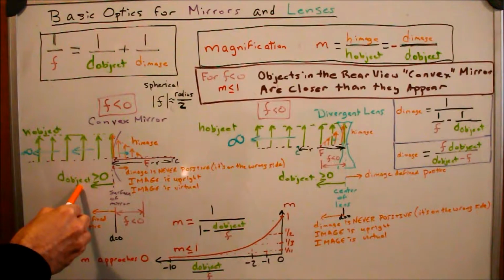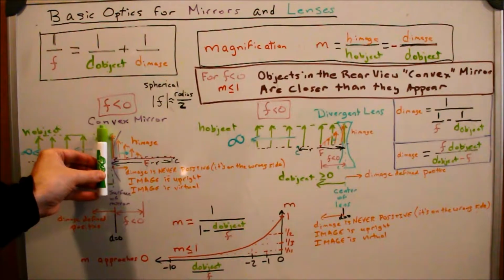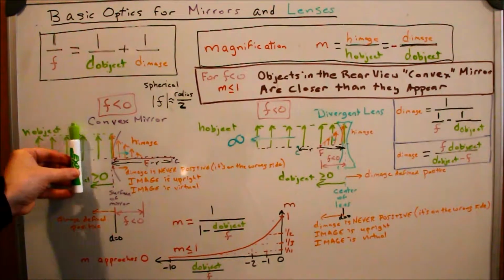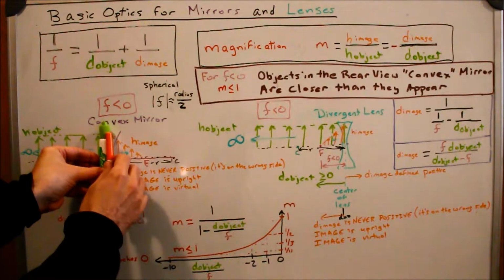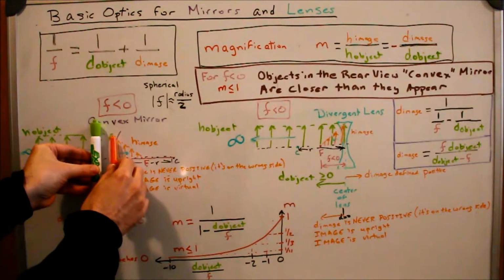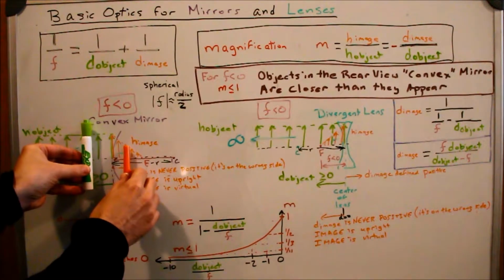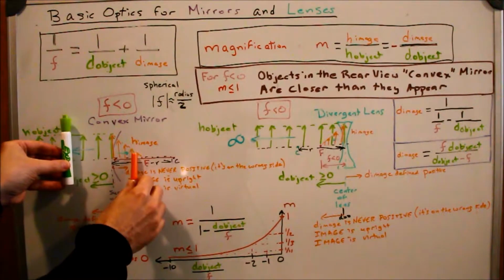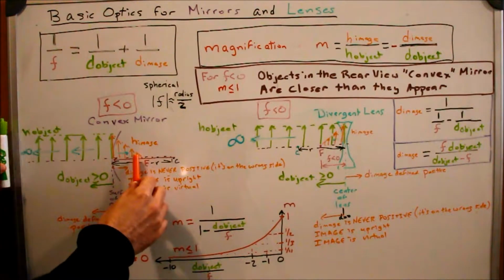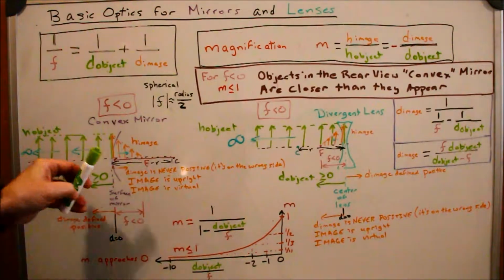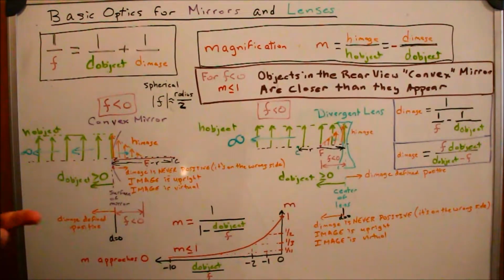Then as I start to move the object away from the surface of the mirror, making my object distance go from 0 to a value greater than 0, what I see is that as I go farther and farther away, the height of the image appears to get smaller and smaller, until ultimately I put the object at infinity, and the height of the image approaches 0.